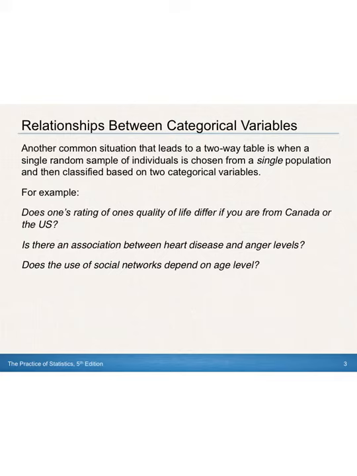The other way that we can use a two-way table has to do with when we have a random sample of individuals chosen from a single population, and then we classify them based on two or more categorical variables. And this is very much like stratifying. So, for example, does one's rating of one's quality of life differ if you're from Canada or the US? Is there an association between heart disease and anger levels? And does the use of social networks depend on age level? These are the kinds of questions that can be answered with a chi-square test for independence.